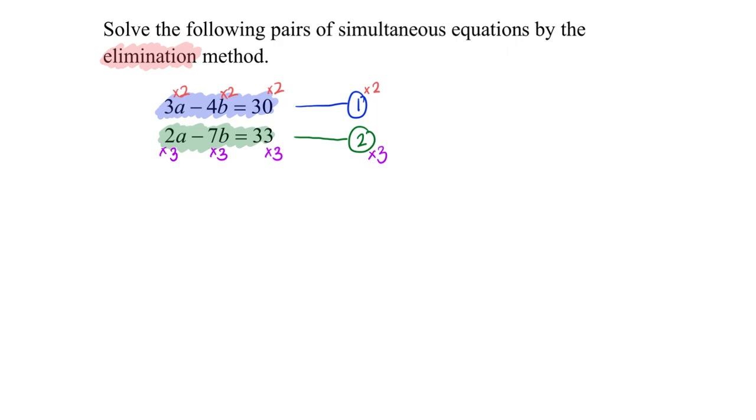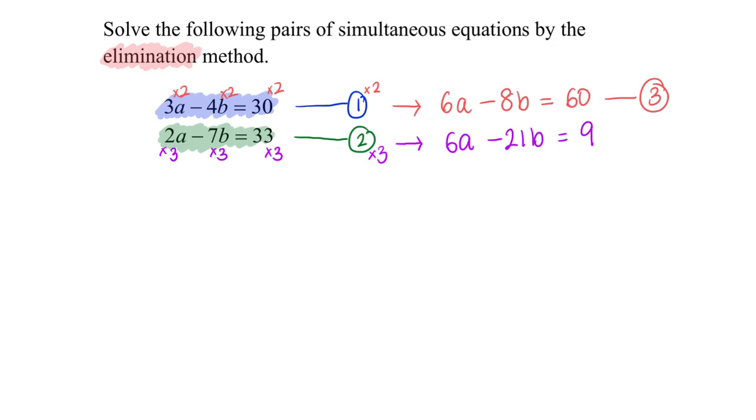6. So from here, you can then see that equation 1 will become 6A minus 8B equals 60. Equation 3. This will become 6A minus 21B, which equals 99. This will be my equation 4.